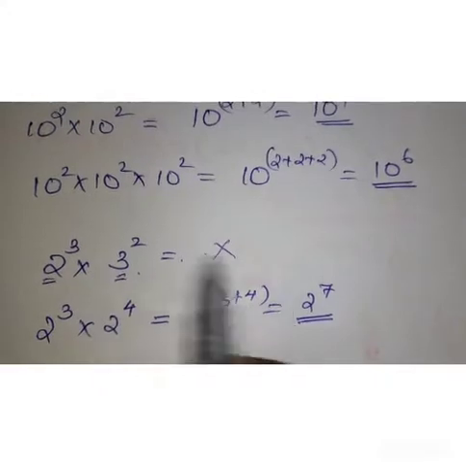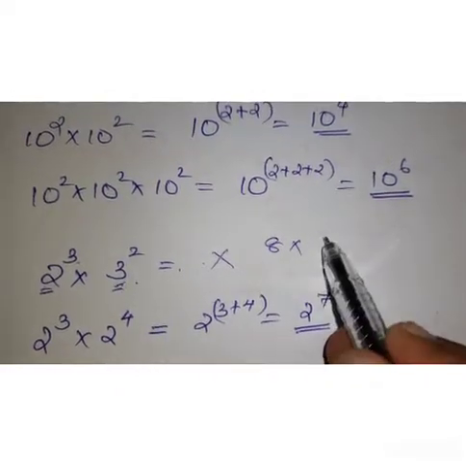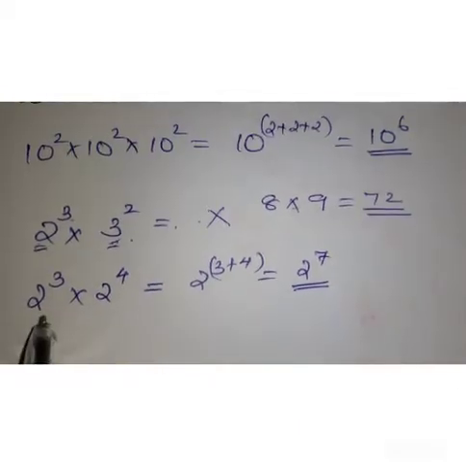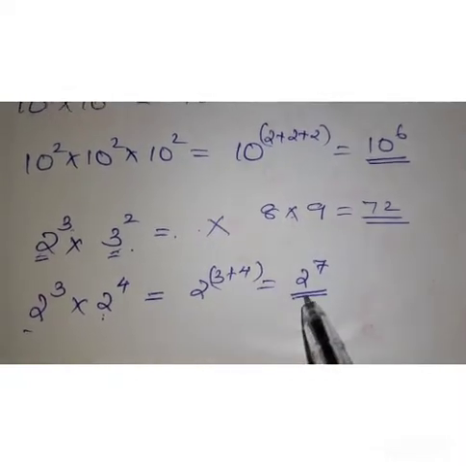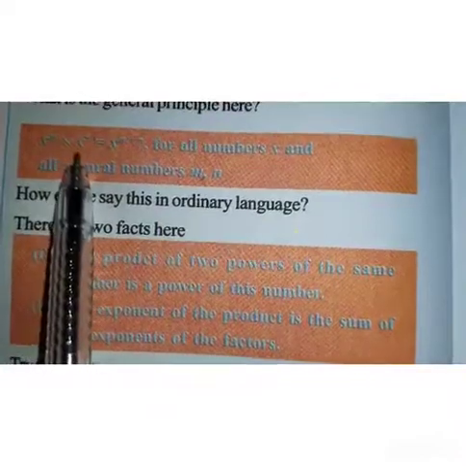This you have to do by normal multiplication. 2 raised to 3 is 8, 3 raised to 2 is 9, 72. If it has the same base, the powers are added. x raised to m into x raised to n is equal to x raised to m plus n.